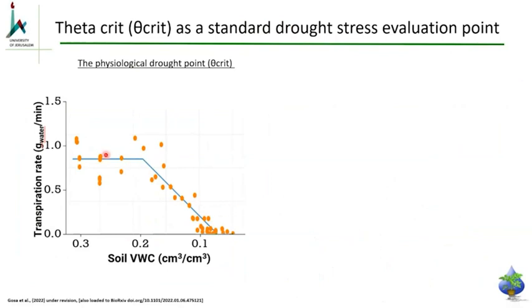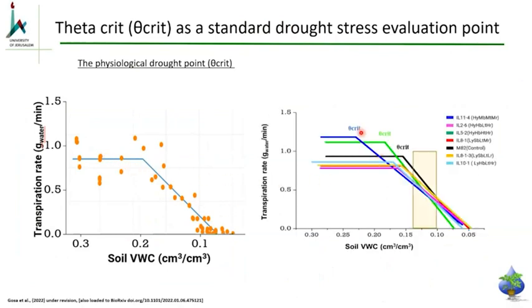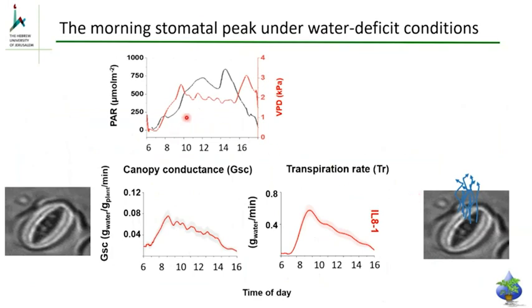So in our case, we took the theta-crit of each one of our plants, of course, and we chose the drought point to be below theta-crit at about 50% of the transpiration rate of the whole plant. So we chose the stress to be a physiological stress level. Now, again, we compare all the plants continuously under the same light and VPD conditions.